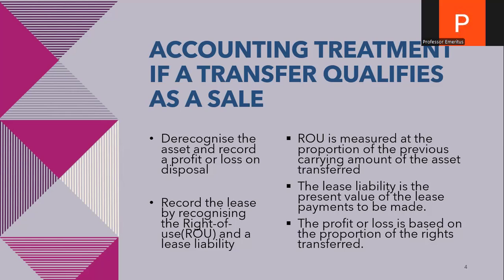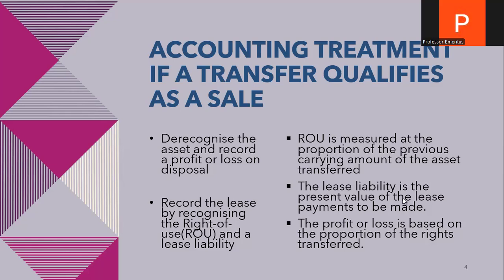Number two, you record the lease liability, the present value of the future lease payable, all the amount of money that you need to pay to fulfill this lease obligation that are left unpaid at the beginning of this contract. You record the present value of that lease liability as the liability that is associated with this lease.